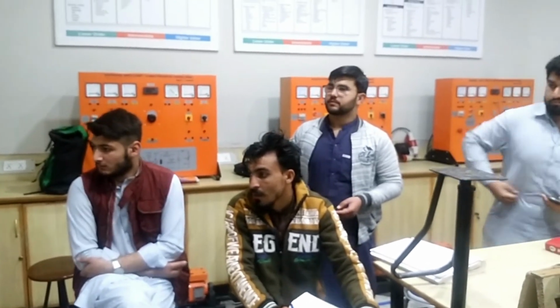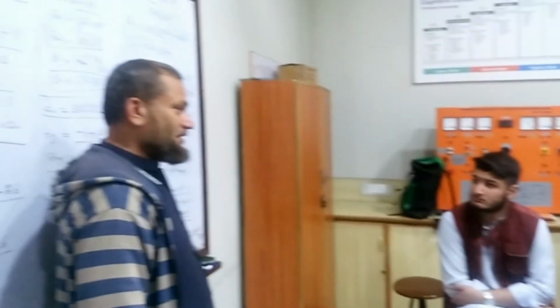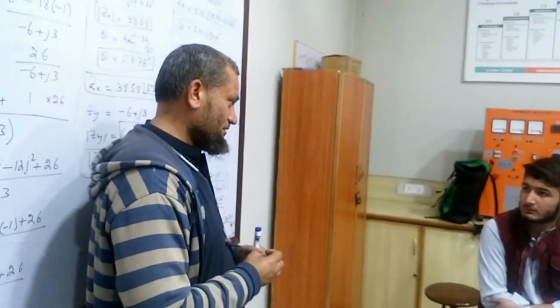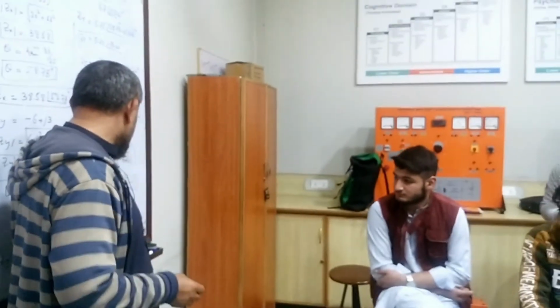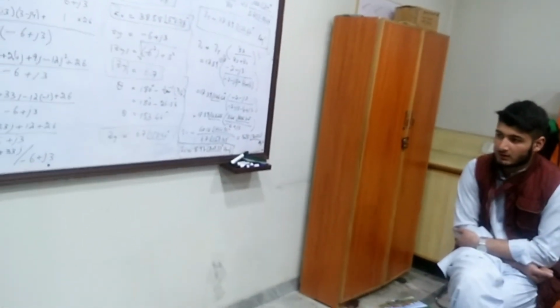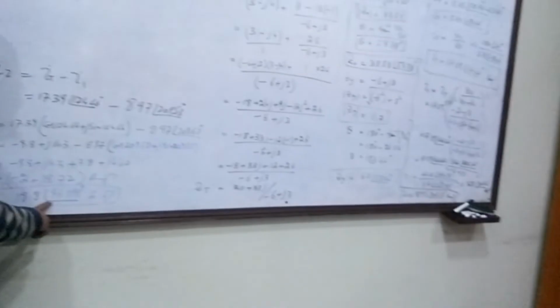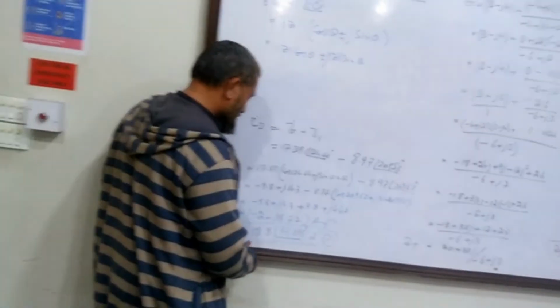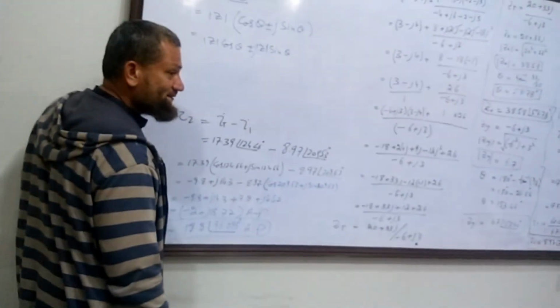Here we consider this: angle matters, lagging or leading. Here this current is leading by 90 degrees with voltage. Plus is leading, minus is lagging. So over here current I2 is also leading.